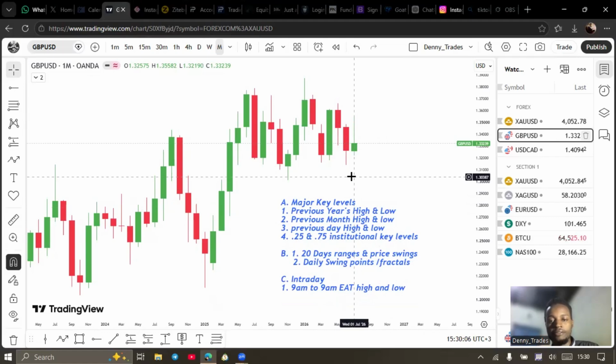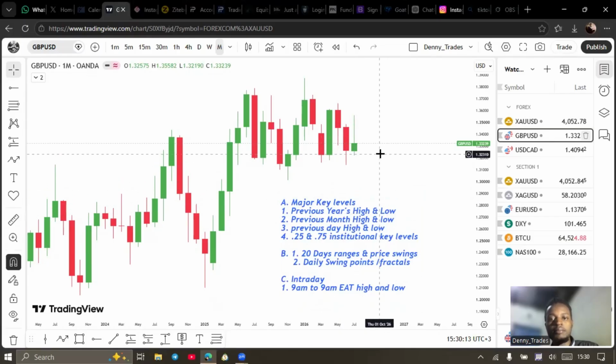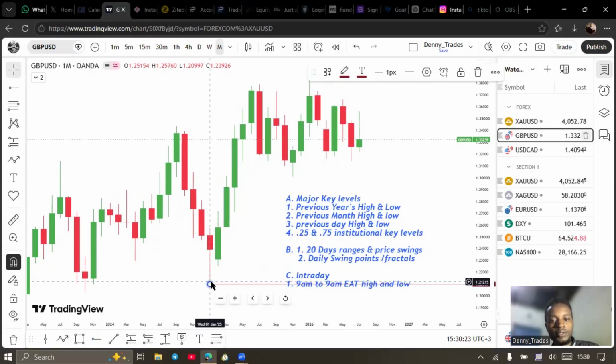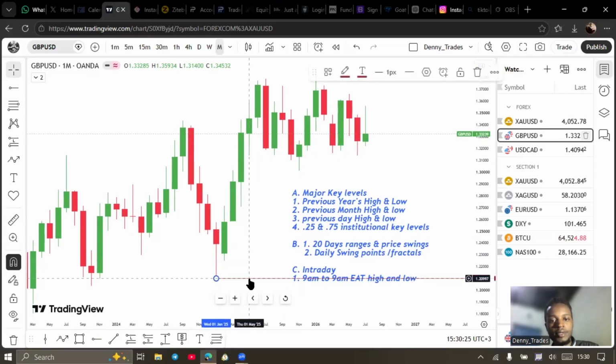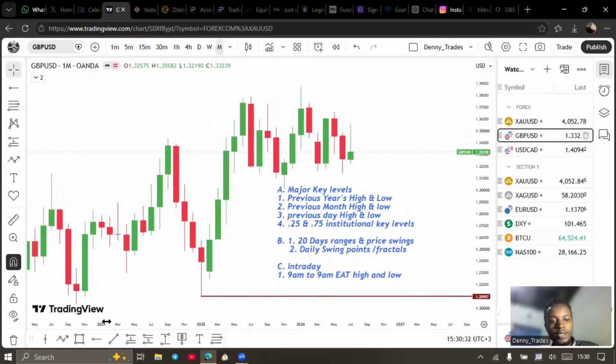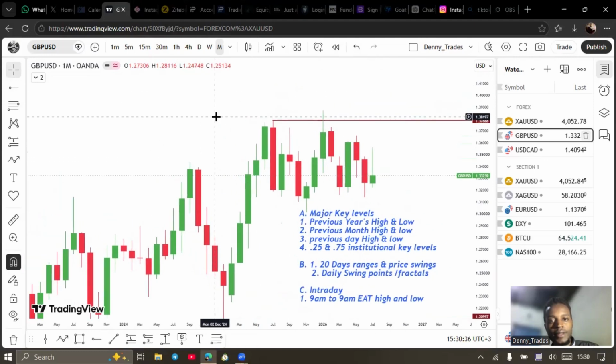Okay, and our first key level will be the previous year's highs and lows. We are going step by step here. So we are going to take this horizontal line and mark our previous year, which was 2025 low. I've marked that level. Maybe we can bold it. That is 2025 low there, and we also have the 2025 high there.